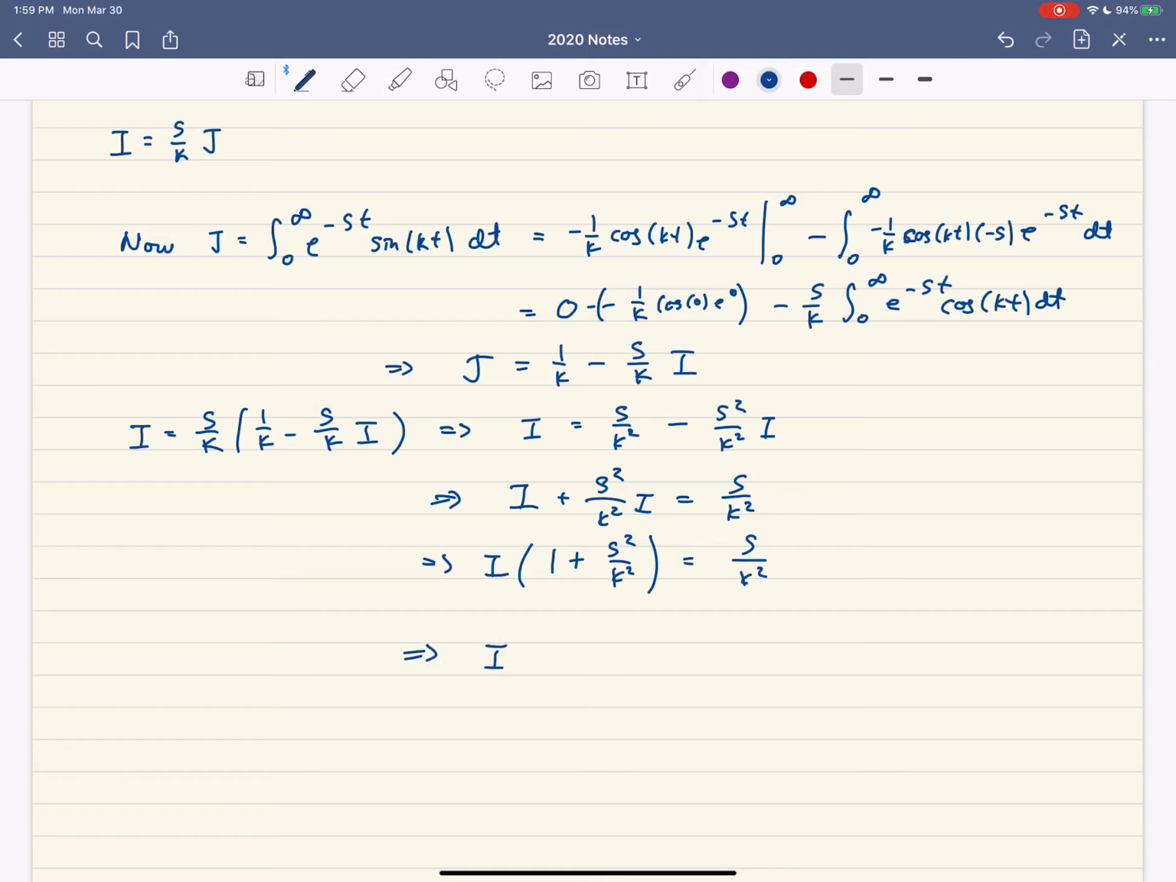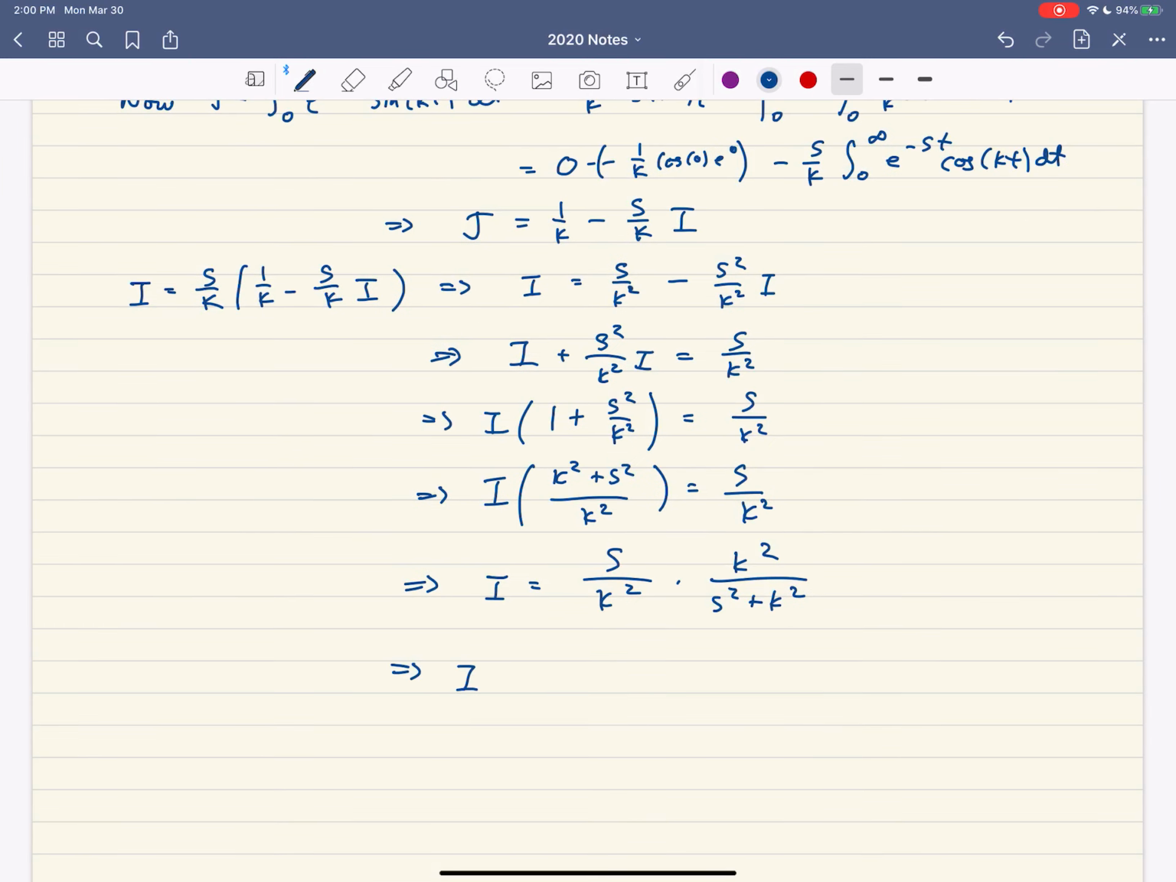And that means that I is going to be s over k squared. Let me actually do one extra step here, just so that it's completely obvious where everything comes from. I'm going to write 1 as k squared over k squared. So that makes this k squared plus s squared over k squared is equal to s over k squared. And now I'm going to multiply both sides by k squared over s squared plus k squared. And so that means that I is going to end up being s over s squared plus k squared.